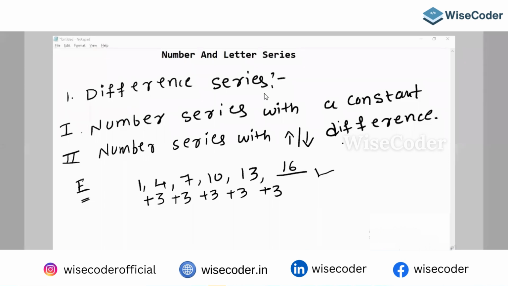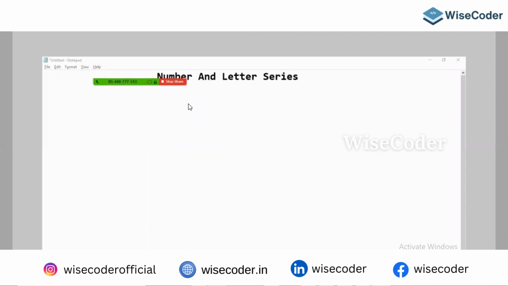Let's take one example. If this is the series, for example, the series goes like this: 2, 3, 5, 8, 12, 17, 23. What is the next number? Please pause the video and try to answer it. I hope you're done with your answer.